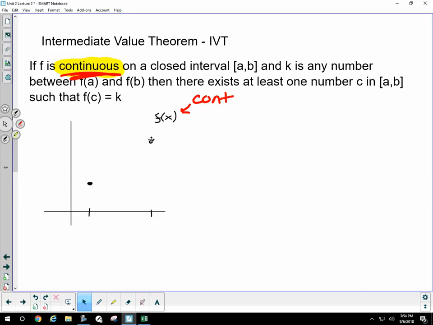Okay? What this theorem states is pick a y value in between these two y values. Okay? Call that k. The intermediate value theorem states that you're going to cross k somewhere between the 2 points. That's it. Our graph, f of x, will cross k at least once somewhere between the 2 points.